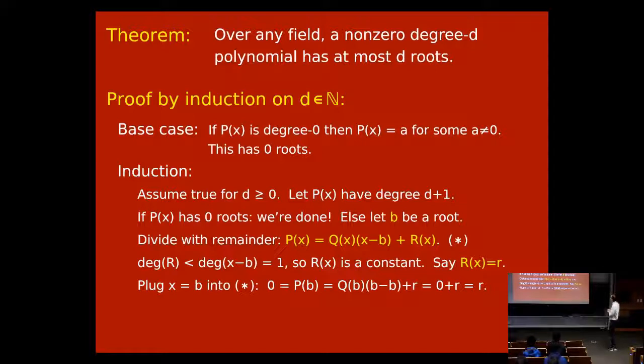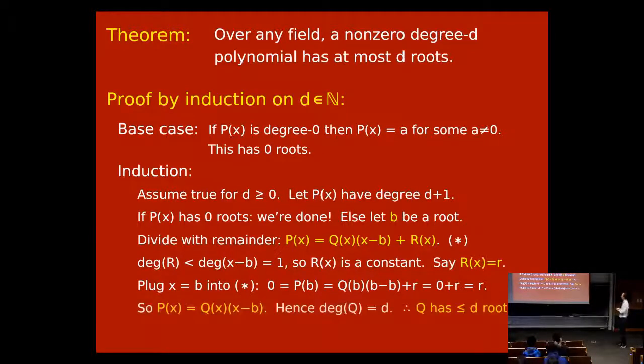So it basically proves that when you do this division, you don't get a remainder at all. It divides evenly. So p of x is actually just q of x times x minus b. And now what I want to claim is that the degree of q, the quotient, is d, because p has degree d plus 1. So the highest power of x in p is d plus 1.